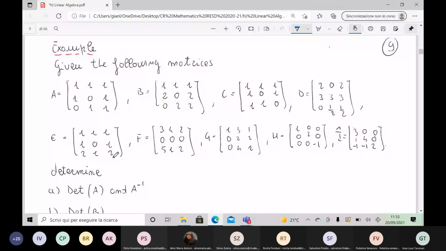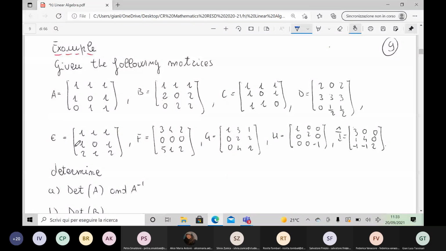Look here, look at the third row, sorry. The third row, look, 1 plus 1 is equal to 2. 1 plus 0 is equal to 1. 1 plus 1 is equal to 2. So, in this case, we have that the last row is a linear combination of the first two, with coefficients 1 and 1. In other terms, it's simply 1 times the first row plus 1 times the second row, and this gives you the last one. Simply, the last row is the sum of the first two, so it's a linear combination.